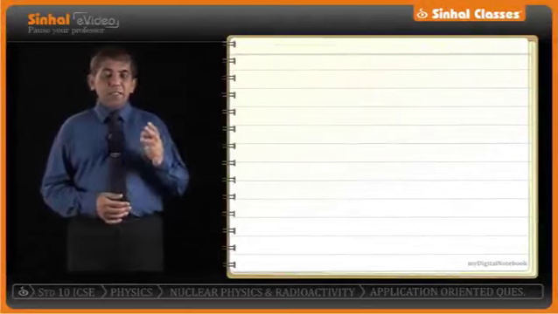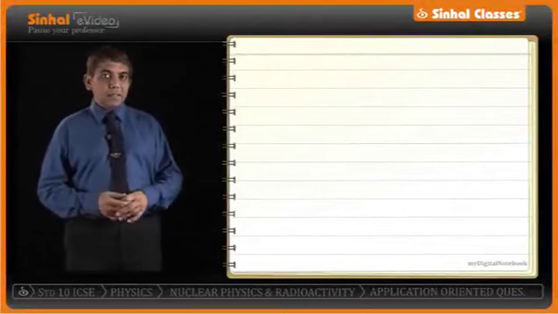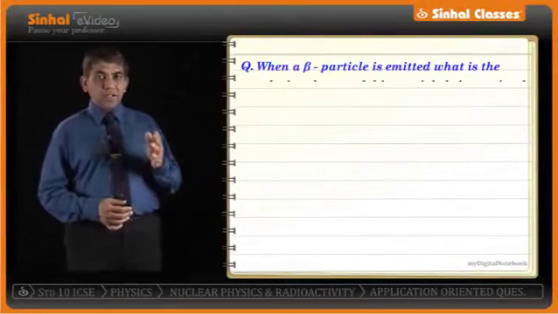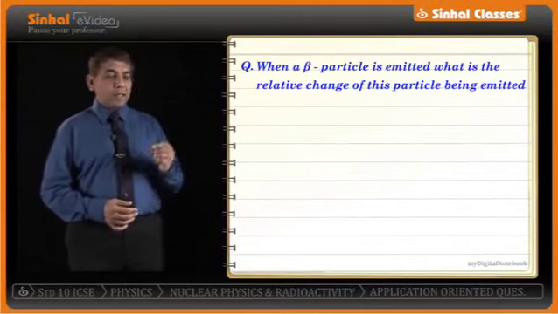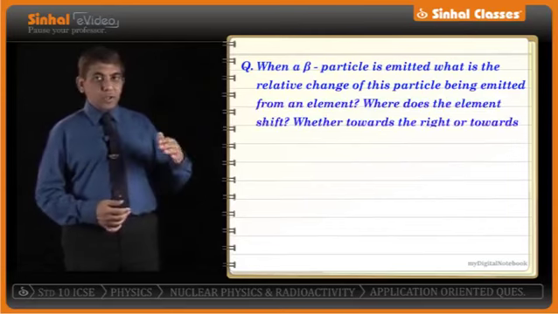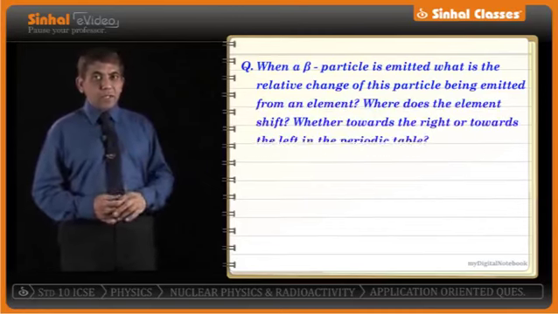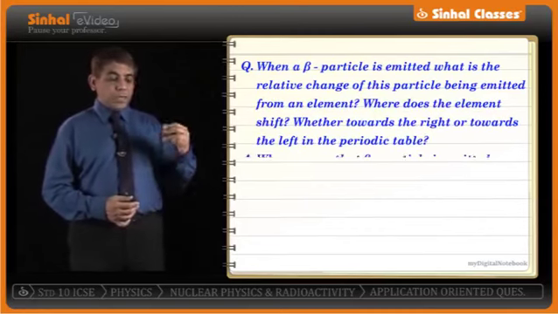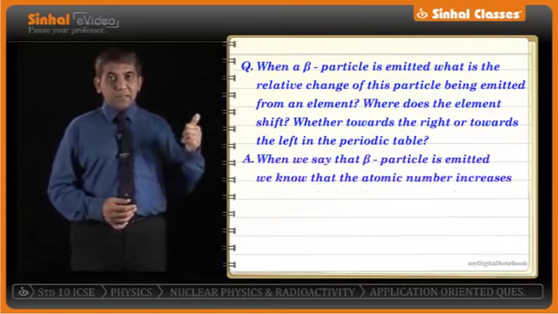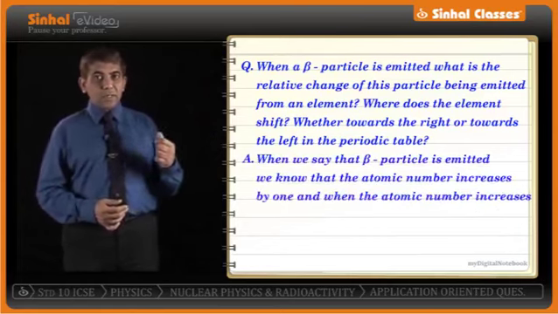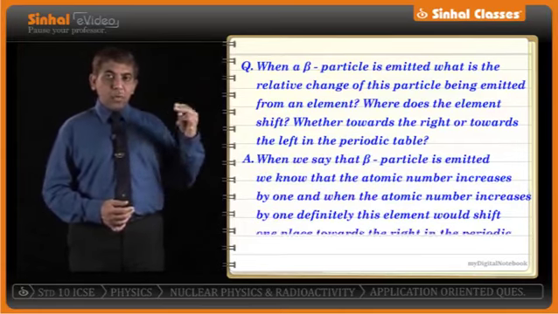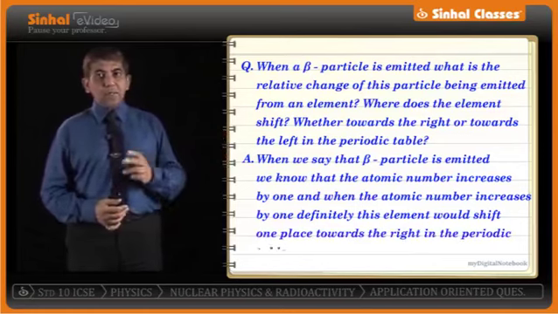In this, we consider a question something like this. Say, for example, when a beta particle is emitted, what is the relative change of the element it is emitted from? Where does the element shift, whether towards the right or towards the left in the periodic table? When we say that a beta particle is emitted, we know that the atomic number increases by 1. And when the atomic number increases by 1, definitely this element would shift one place towards the right in the periodic table.